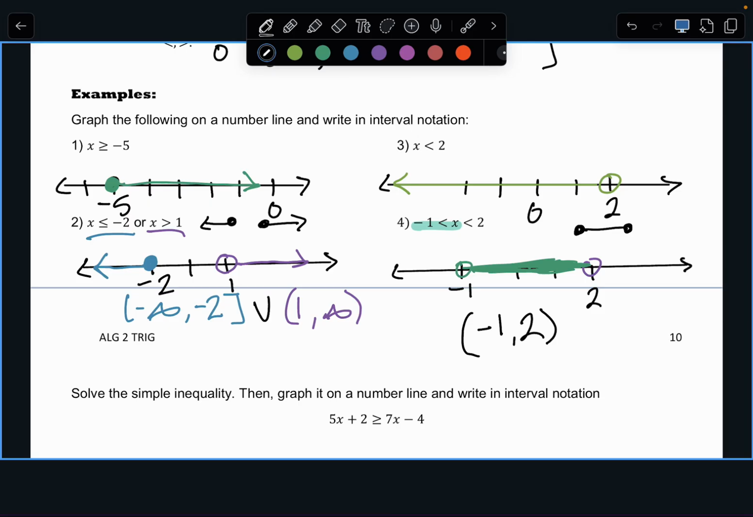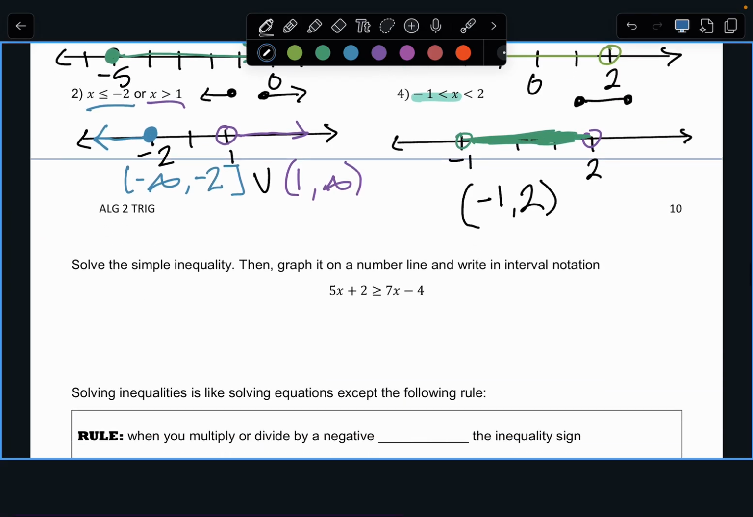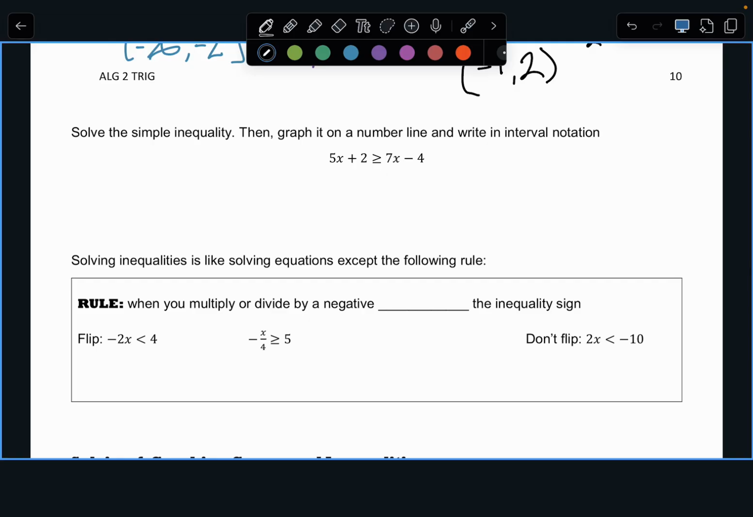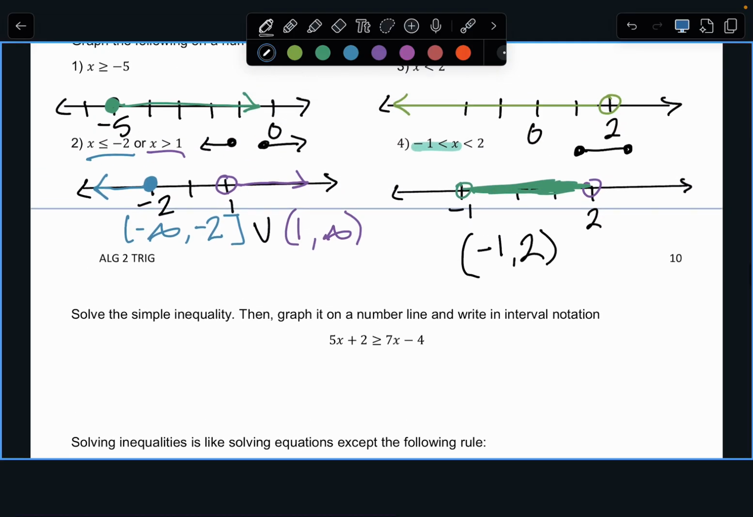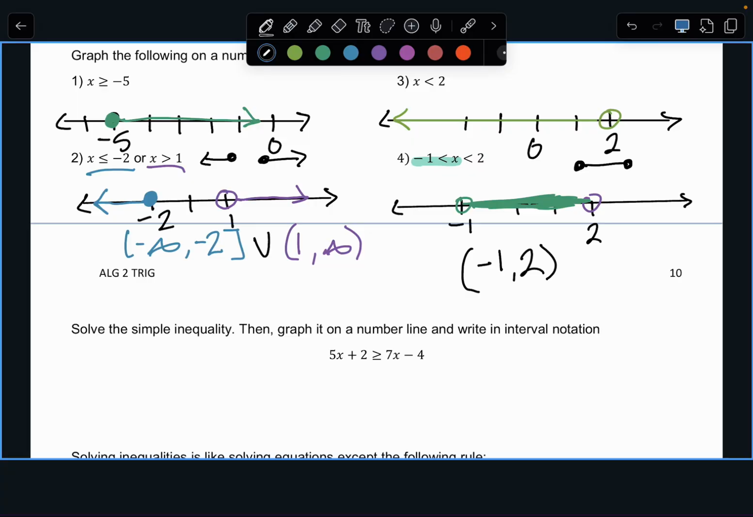Questions on that one? Okay. That's how we graph inequalities in one variable. We use a number line. We can also solve inequalities to get them to look something like this so that we can graph it.